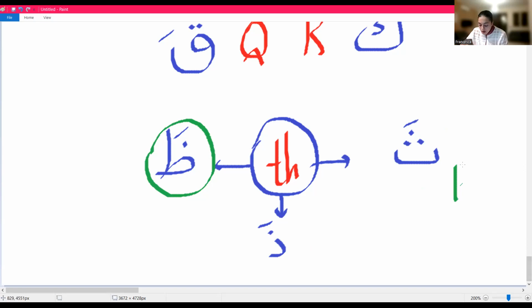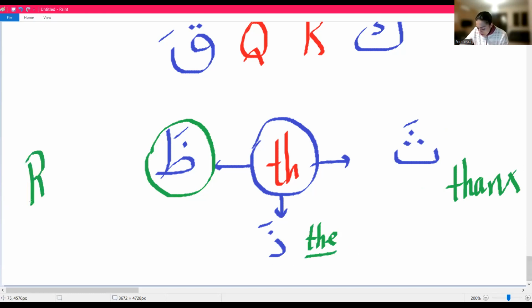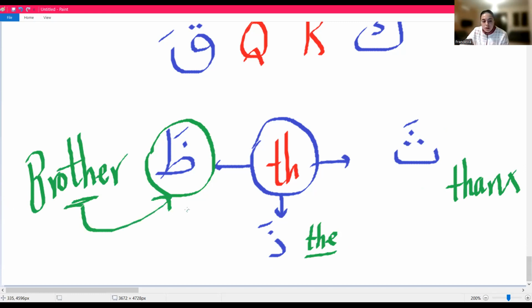The, no, the, as in thanks, very soft. And that, the girl, the boy, and the, as in brother, the medium. The. Yes. Sahih.